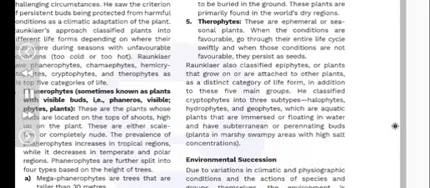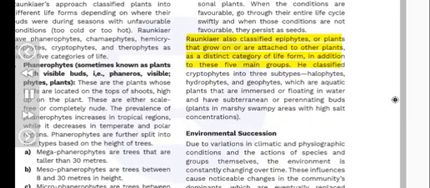Raunkiær also classified epiphytes, or plants that grow on or are attached to other plants, as a distinct category of life form, in addition to these 5 main groups. He classified cryptophytes into 3 subtypes: halophytes, hydrophytes, and geophytes. Hydrophytes are aquatic plants that are immersed or floating in water and have subterranean or perennating buds, and halophytes are plants in marshy swampy areas with high salt concentrations.